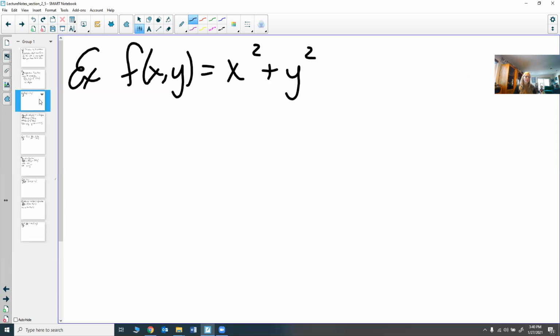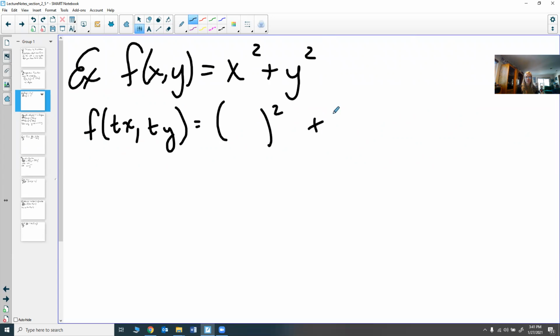Let's do an example to show you what we mean by this. We have a function f of x, y equals x squared plus y squared. I want to see if this is a homogeneous function. So instead of f of x, y, I'm going to replace the x with tx and the y with ty. Now, this is not solving a differential equation yet. This is just trying to see if we have this form.